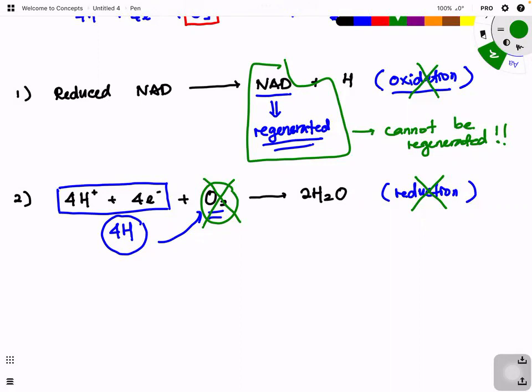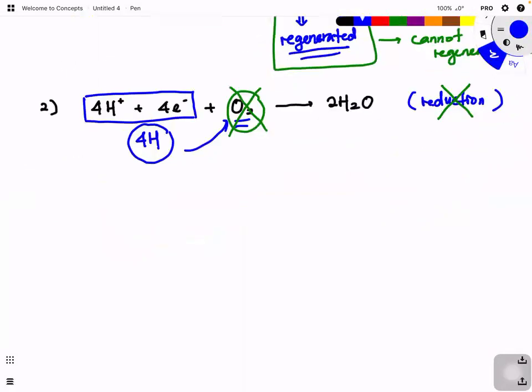Okay, so now I understand the idea. Oxygen is so important because oxygen acts as the final electron acceptor. If no oxygen is there, reduction cannot take place, so you no longer reoxidize your reduced NAD. It means that NAD cannot be regenerated. Then your question will be, what's so important if you cannot regenerate the NAD? This is very, very important.